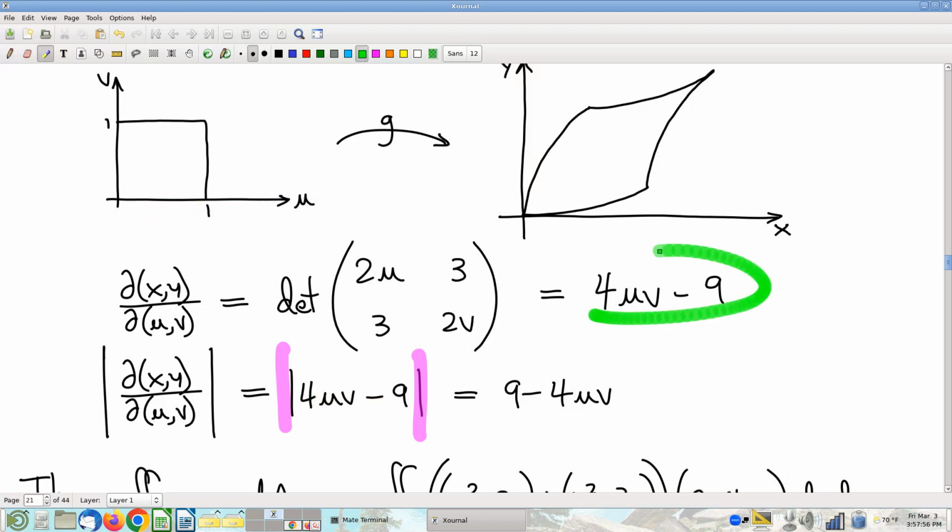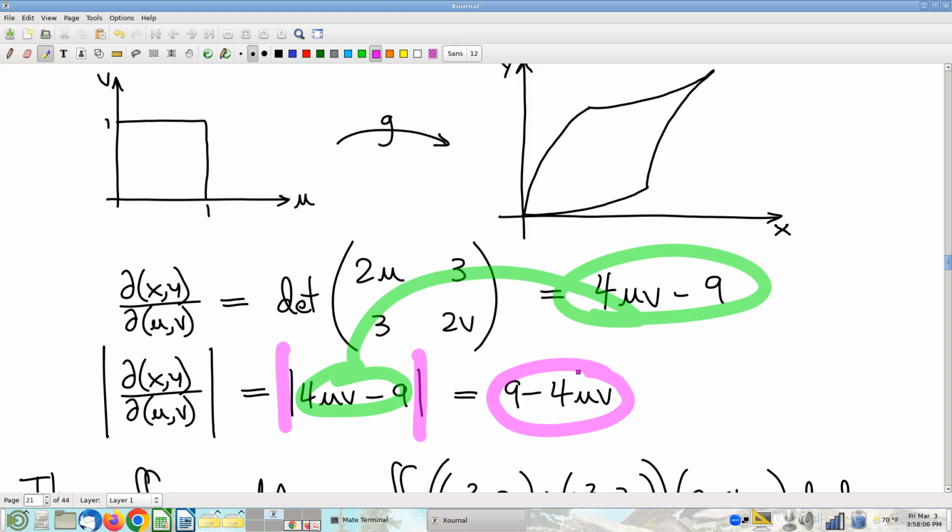The thing that I'm taking the absolute value of is always negative, so its absolute value is the negative of that negative thing. And thus 9 minus 4uv. How are we doing?